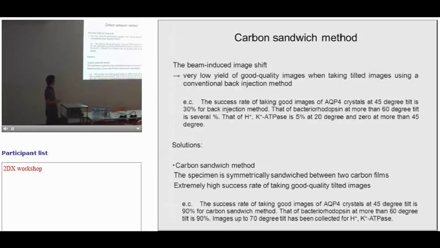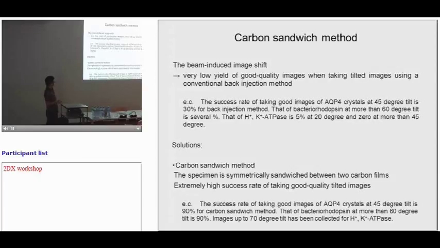To overcome this severe problem, the carbon sandwich method was developed, in which the specimen is symmetrically sandwiched between two carbon films. This technique has proven to increase the success rate of taking good quality tilted images. The success rate of taking good images of aquaporin 4 crystals at 45 degree tilt is 90%. That of bacteriorhodopsin at more than 60 degree tilt increased to 90%.